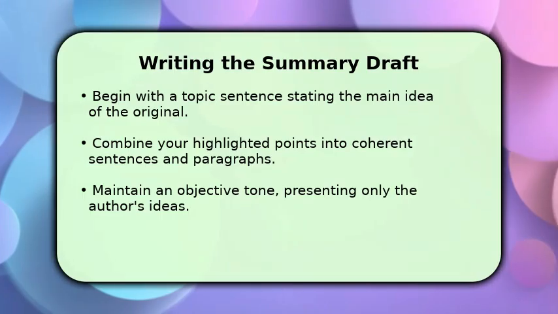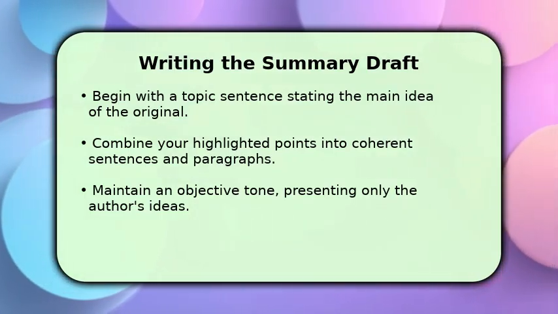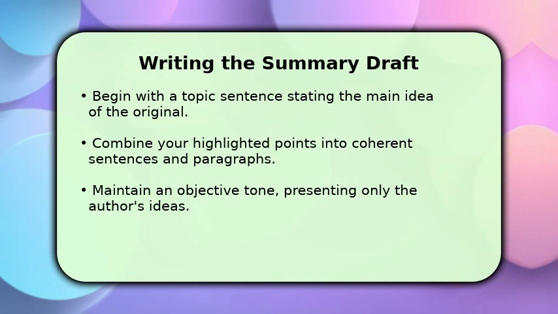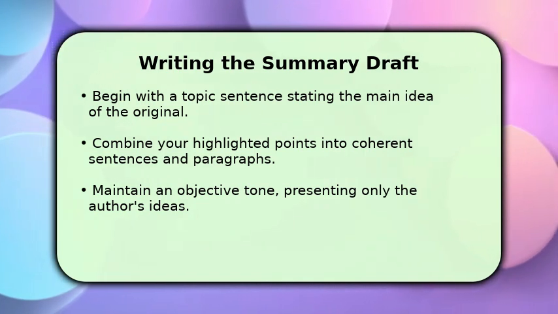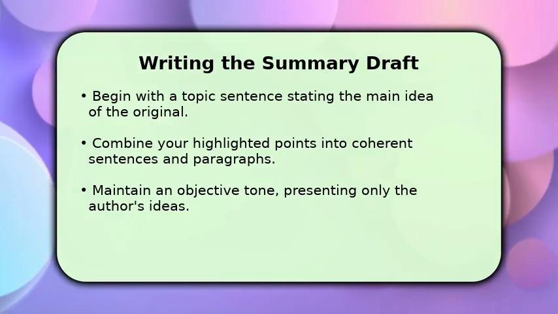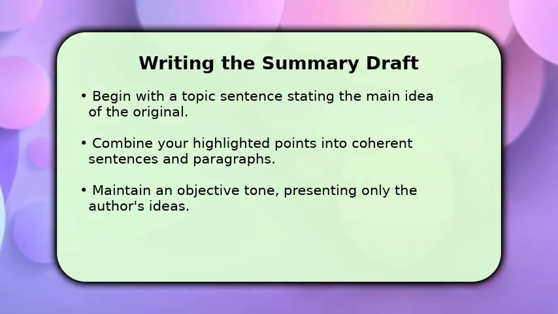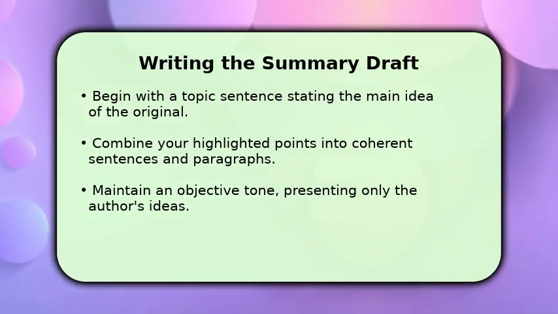When drafting your summary, start with a clear topic sentence that introduces the original work and its central theme. Then, synthesize your key points into smooth, flowing sentences, ensuring logical transitions between ideas. Remember to use your own vocabulary and sentence structures, rather than simply rearranging the original author's words. Aim for about 1/4 to 1/3 the length of the original text.